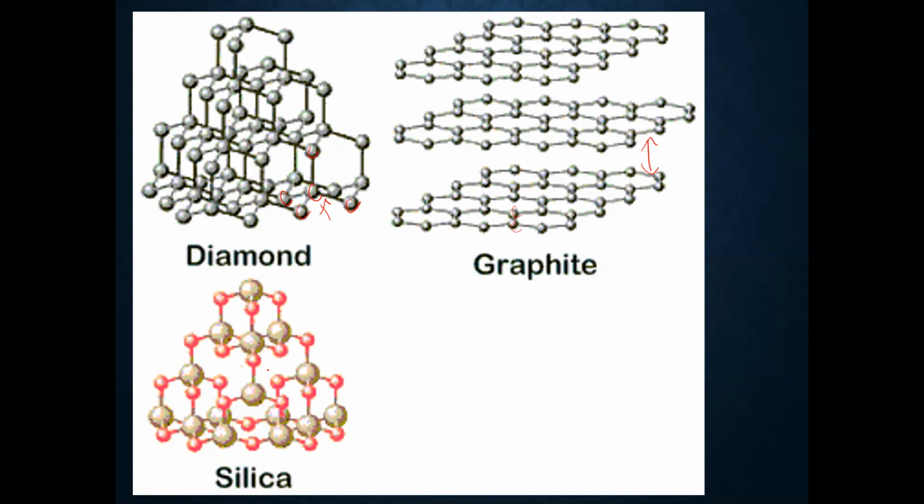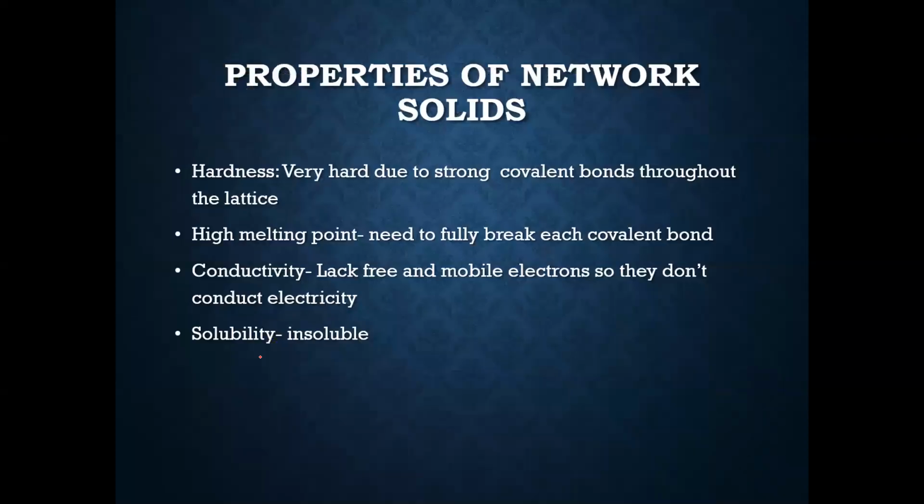And then the last example here is silicon dioxide. Much like a diamond, it is going to be very three-dimensional in how it's making its bond. And that is part of why diamonds and silica are very, very strong intermolecular forces and have very, very high melting points.